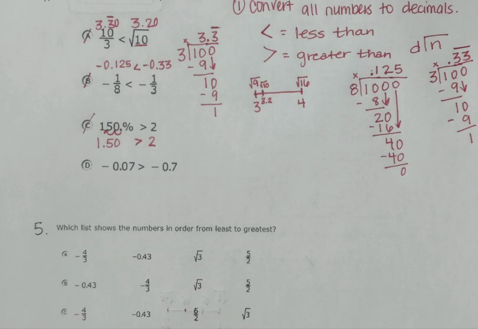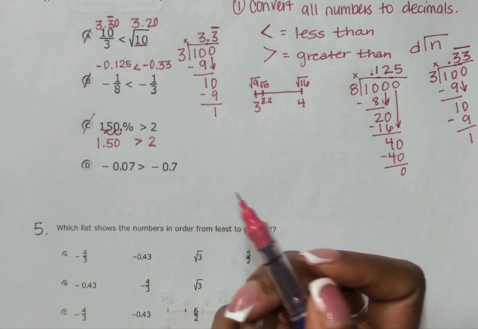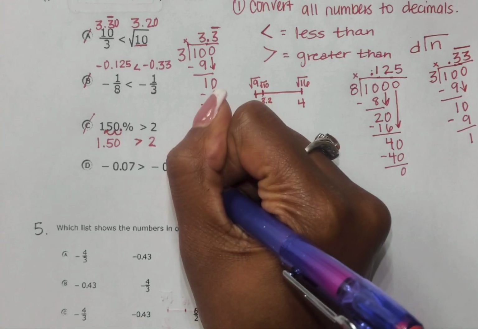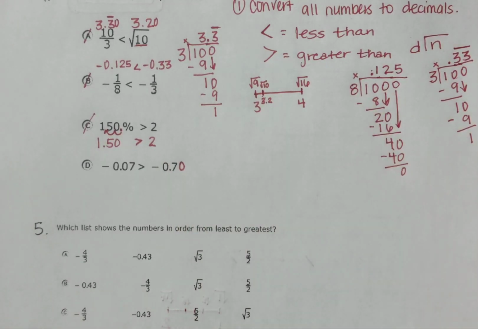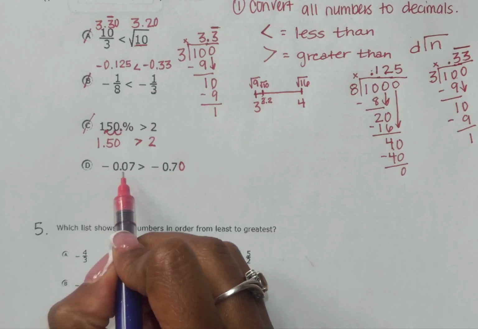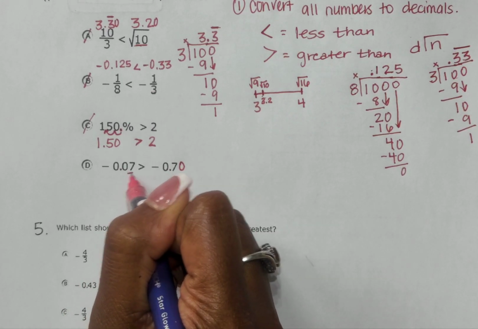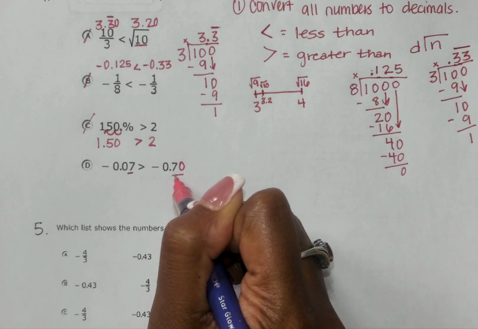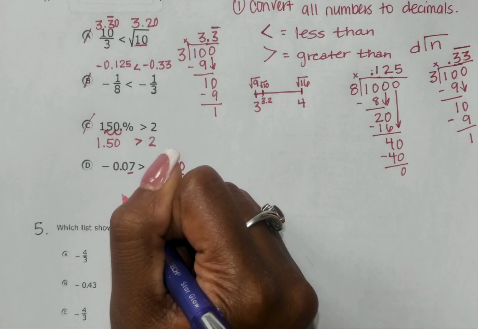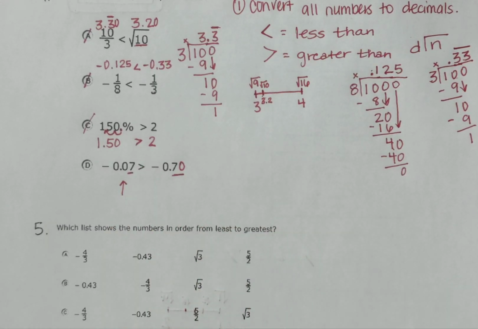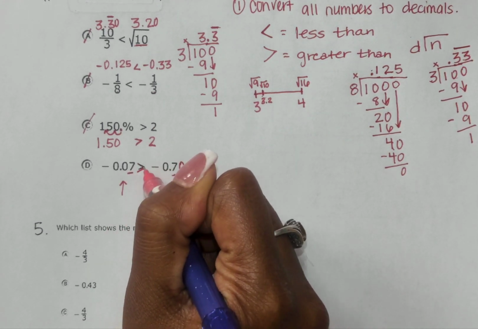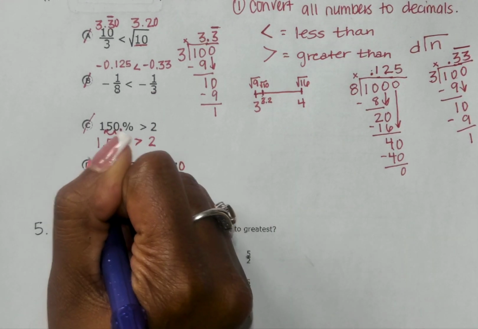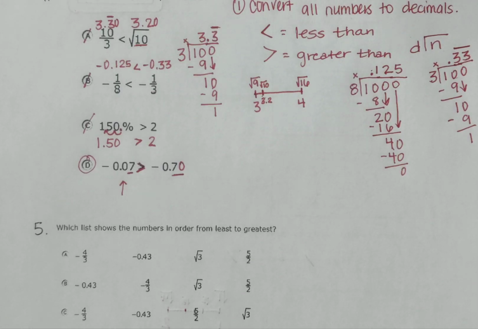And lastly, D. Both of these are already in decimal form, so we don't need to convert them. Again, I'm just going to add that 0 because I like to look at decimals as money. And so, would I rather owe someone 7 cents or would I rather owe someone 70 cents? Well, I would rather owe someone 7 cents because, again, I would have to give them less money, meaning that this is a greater number, which is what this sign here indicates. So D is the correct answer.